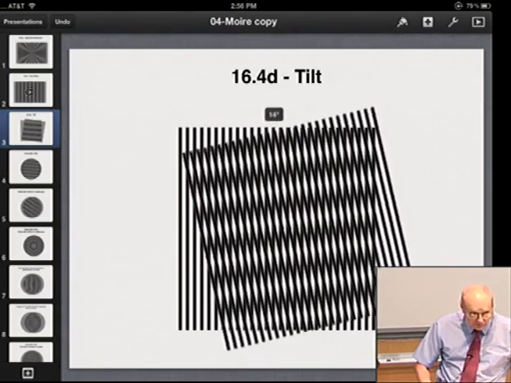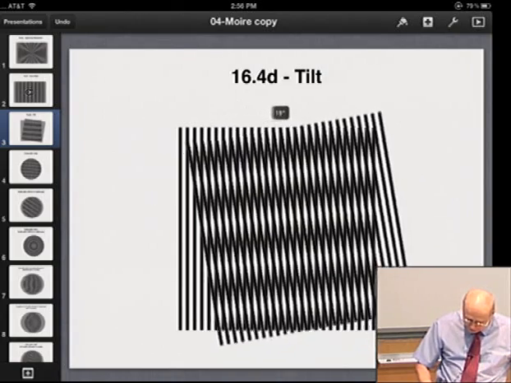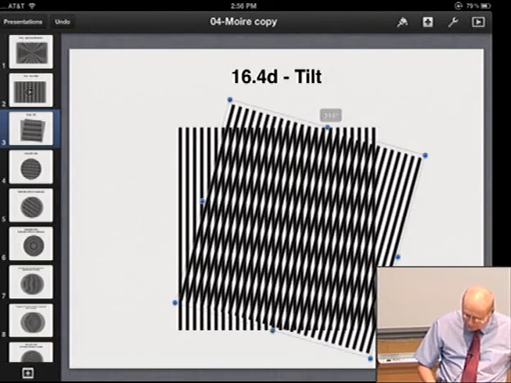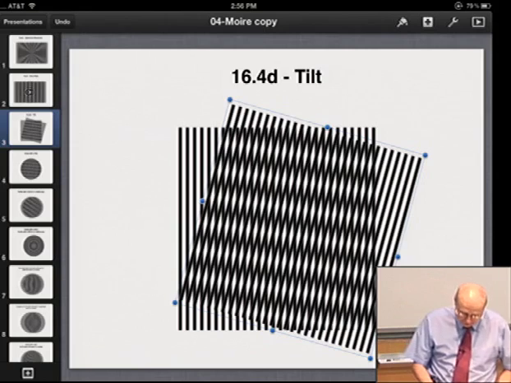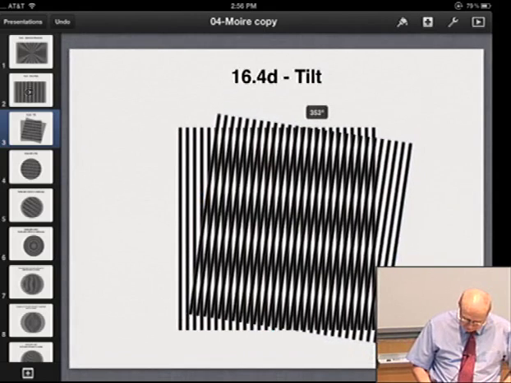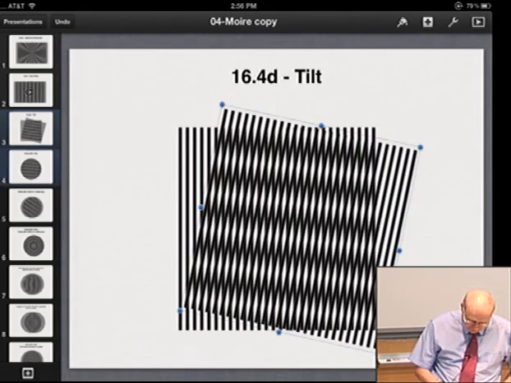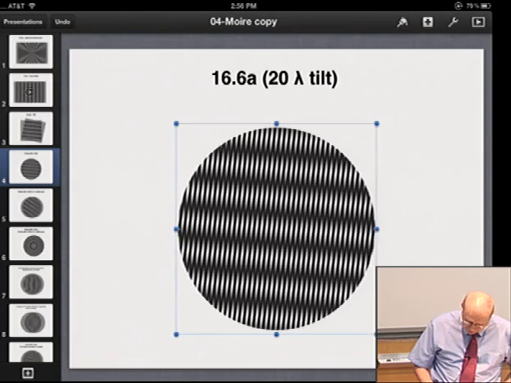And change the spacing of the fringes. So the Moiré pattern is giving the right position of the fringes. It's not giving the right intensity profile, but it's giving the right location of the fringes. Okay. I guess this is just the same.